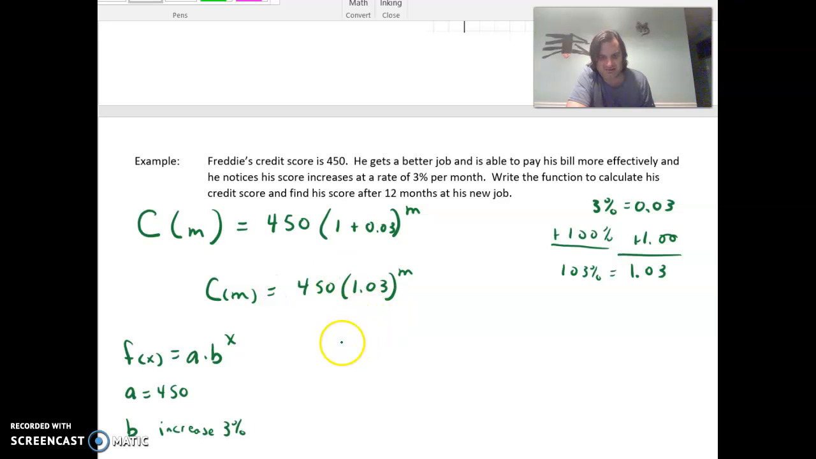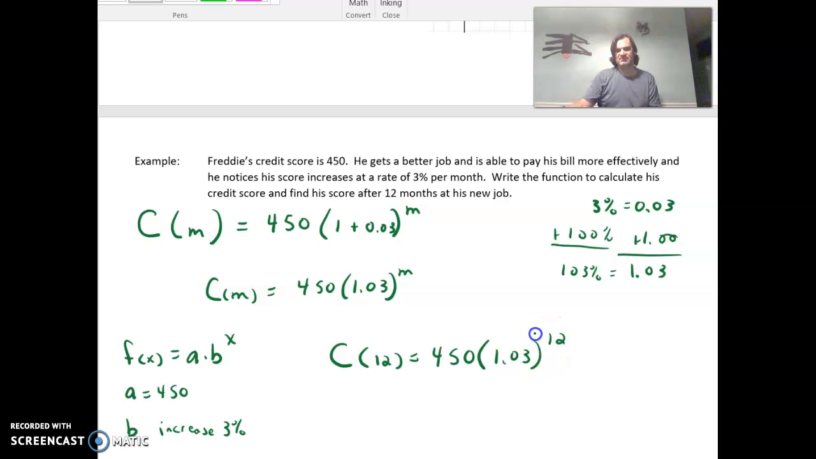So let's see, if that's our C of m, let's just try it out. Let's try his 12 months. So we're going to try C of 12. Now we have to verify that we're putting this in the calculator right. So let's see, 450 times 1.03 to the 12th. I'm going to do it, and I want you to do it as well to make sure you get the same thing. And if you have no idea, you'll see here in a second. So we know we should get something more than 450, right? I get that his credit score has gone up to basically 642.